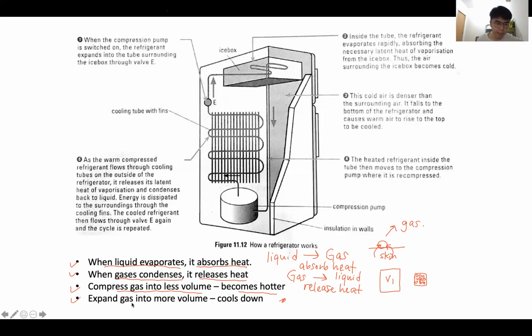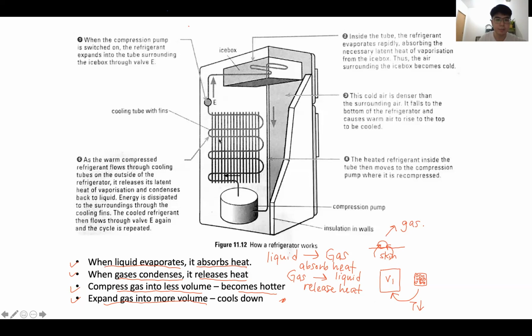Last one is expanding gas into more volume. When you allow gas to expand into more volume, the reverse happens, and the gas will cool down. These are the few things that you need to know before we talk about the working of the refrigerator.